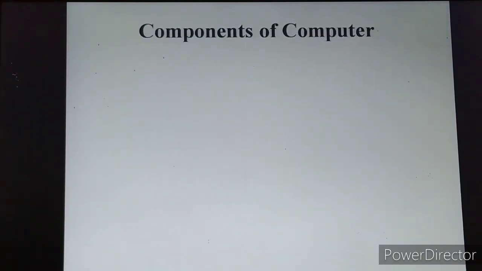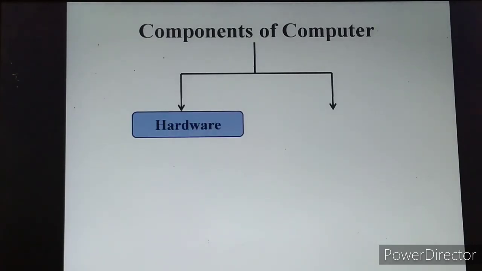Components of computer system. There are two components of a computer, hardware and software. I have already told you about this. What is the hardware? Tell me. Yes, right answer. The parts of a computer that we can touch are known as hardware. And what is the software? Yes, very good. The parts of a computer that we can't touch are known as software. Right?